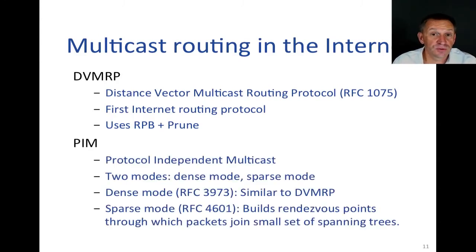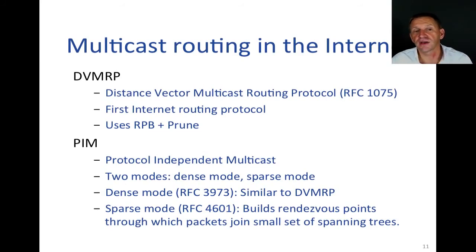An alternative is called Protocol Independent Multicast, or PIM, and this recognizes two different modes of multicast, one called dense mode, in which all of the routers, or a very large number of the routers, are expected to be involved in multicast, in which case RPB plus prune is fine, because most of the routers will be involved and very few of them will need to prune. So that uses DVMRP, or something very similar to DVMRP, and is described in RFC 3973.